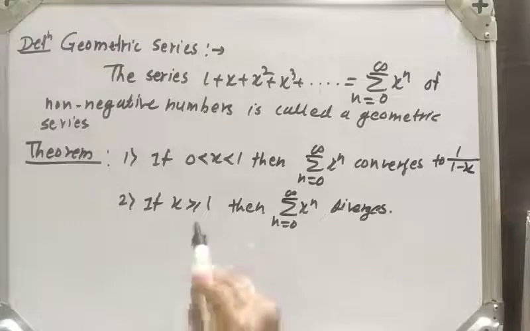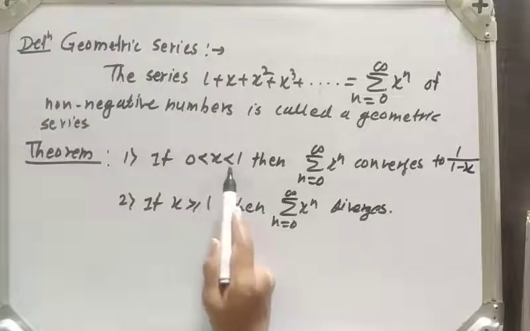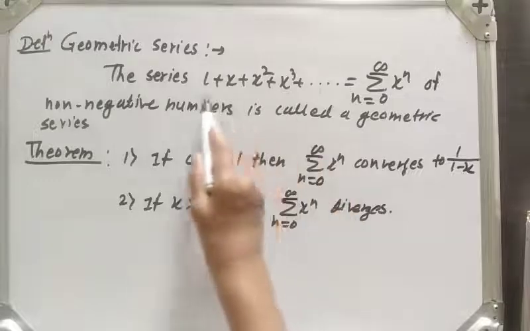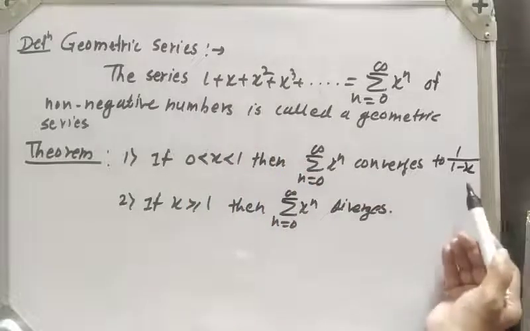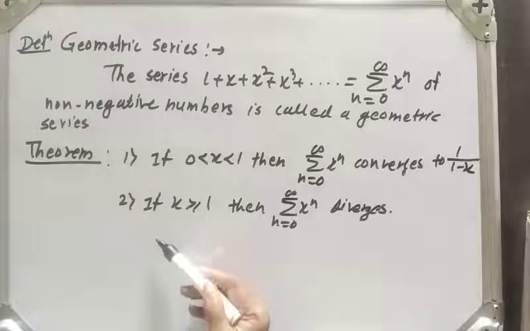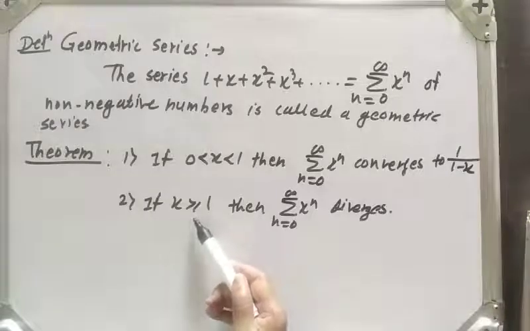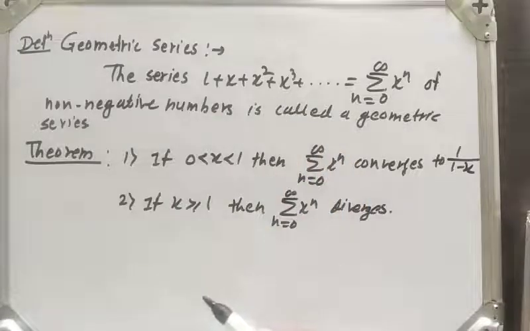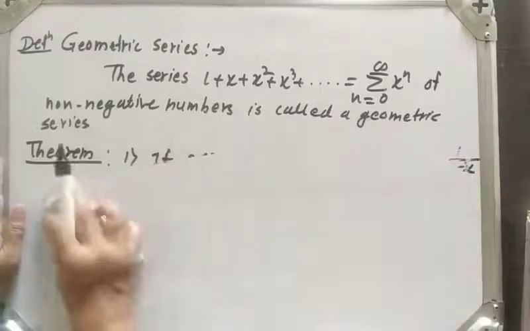So let us prove it. Prove the first part, that is, x is between 0 and 1. Suppose x is 0.5, then the related geometric series will converge to 1 upon 1 minus 0.5. Second, what is the meaning of the second? If x is any real number greater than or equal to 1, then the related geometric series will be a divergent series. So let us prove it. Let us prove the first part, that is, let us prove statement 1. Proof.